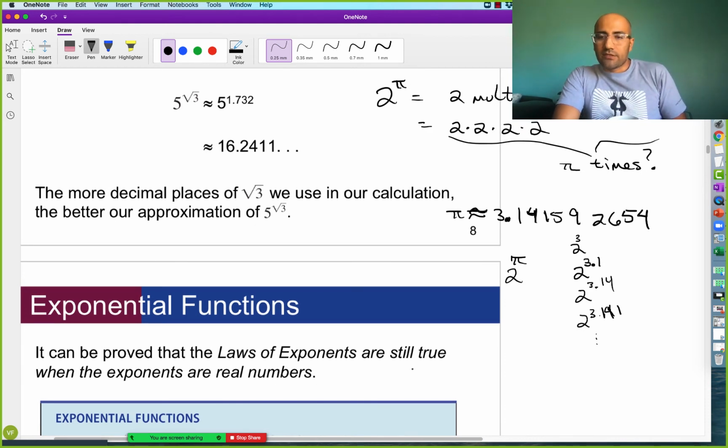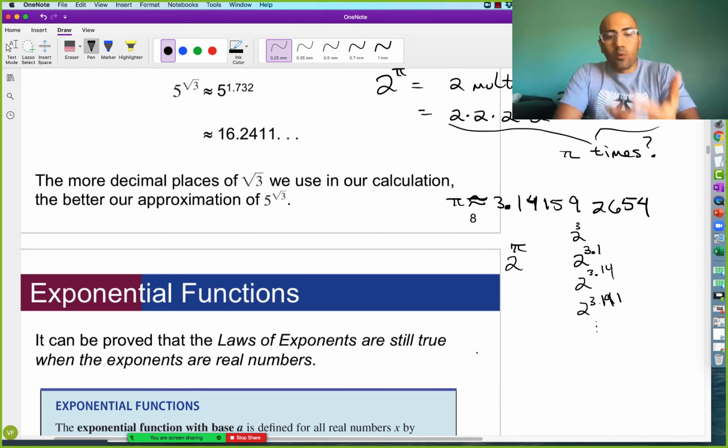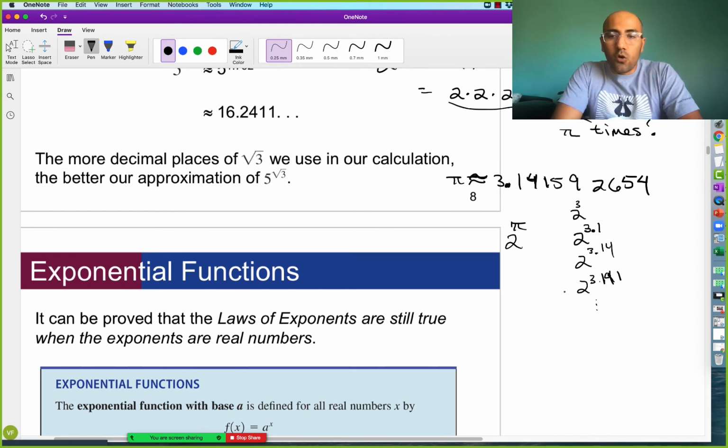Okay, like I said, there's some nice sophisticated math to confirm that this process works, but we're not going to go down that hole. What we want to get out of this is to know that we can always find the answer to any base number raised to any exponent, and that exponent is allowed to be any real number.